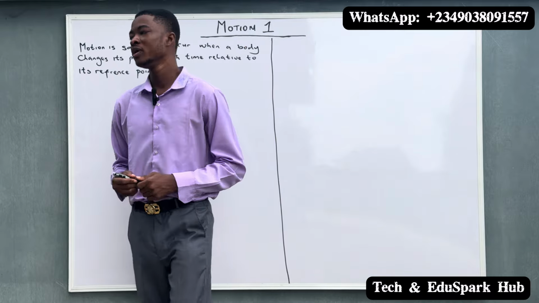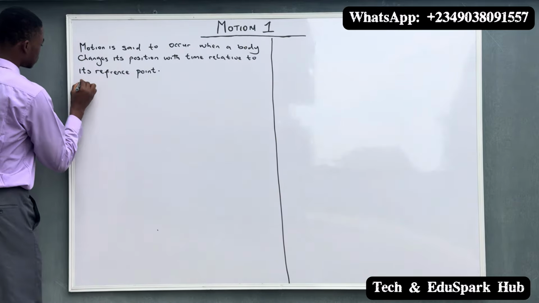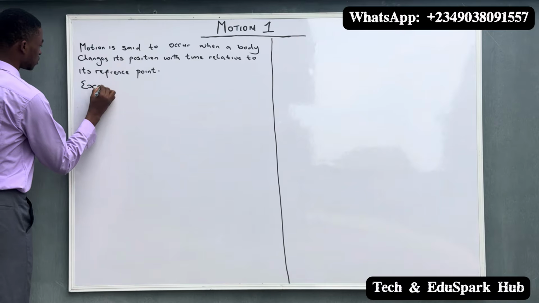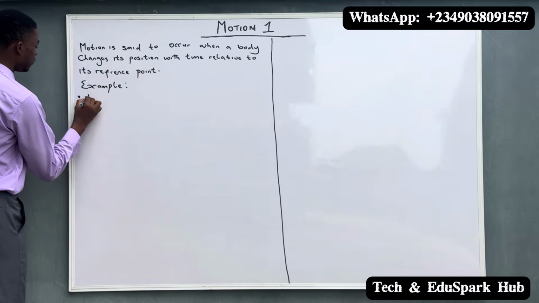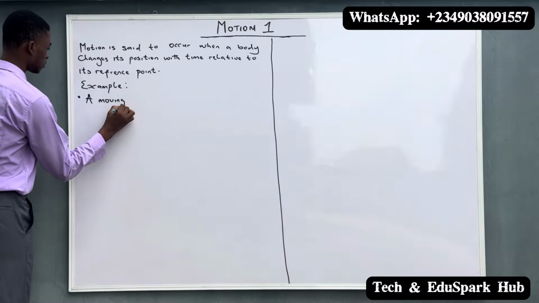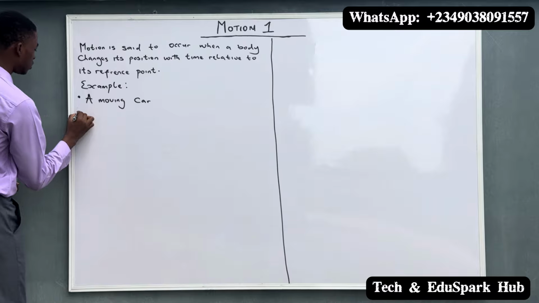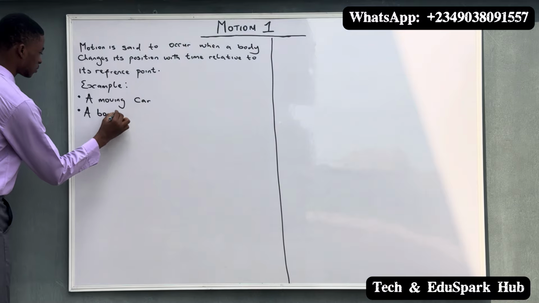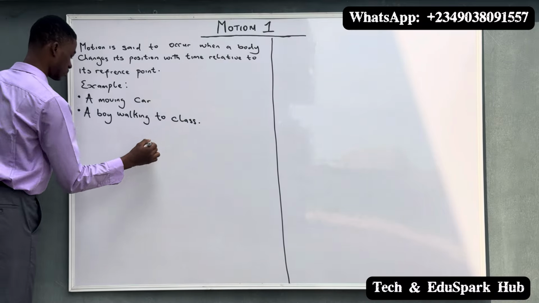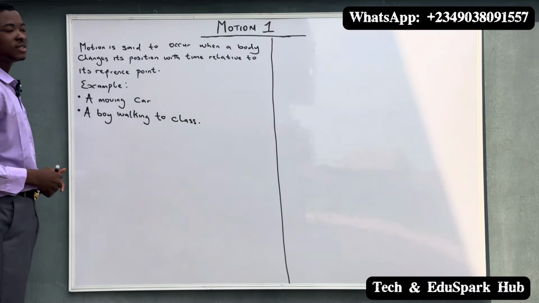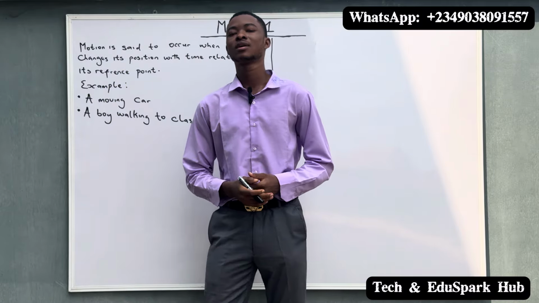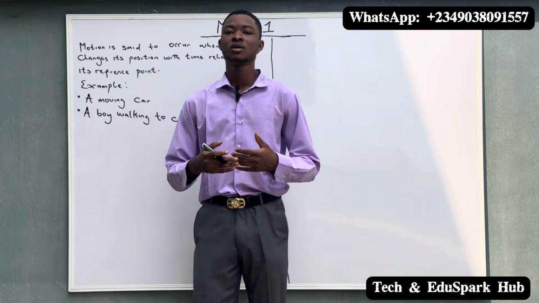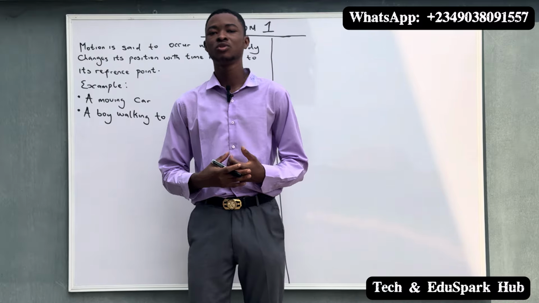So for example, we have examples of motion. We have a moving car and we also have a boy walking to a class. So these are examples of motion. A moving car, a boy walking to a class is an example of motion. So let's look at the types of motion.